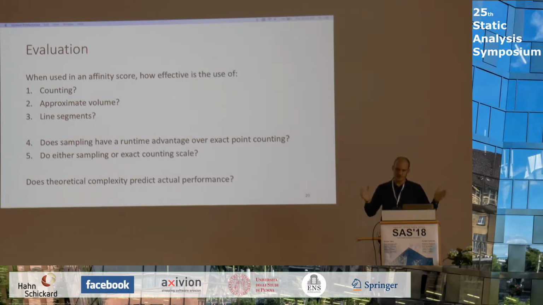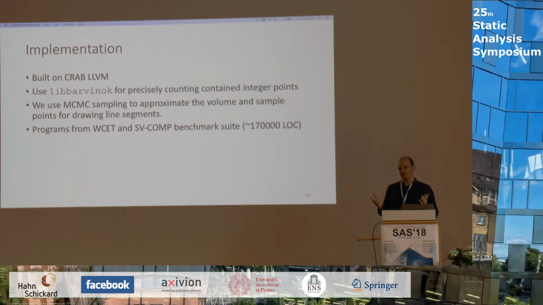Will it work? The result to that one is probably obvious since I'm talking about it. I think if it was still running, I wouldn't be here. I'd be waiting for it to work. So when we implemented this, we built it on top of the CRAB LLVM analysis framework. To implement exact counting, we used the Barvinok library, which is open source and available. We implemented our own Markov chain Monte Carlo sampling algorithm to approximate the volume, and this also generates uniform random points for a particular object, and those points are then used for the segment-based hull approximation as described before.